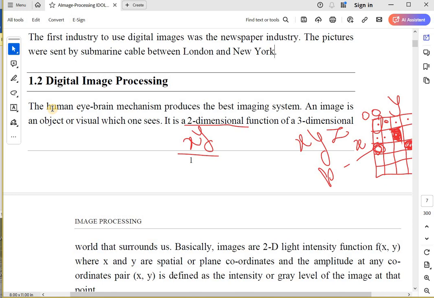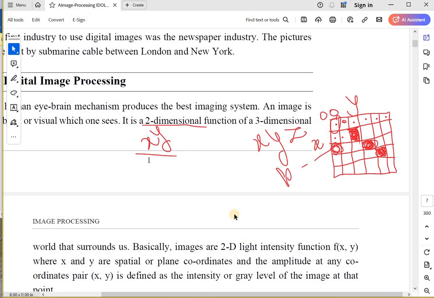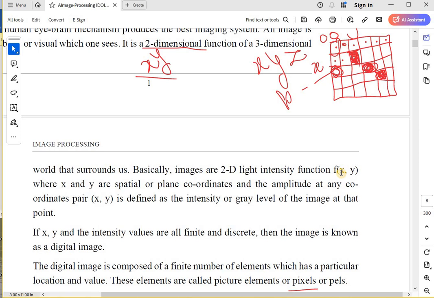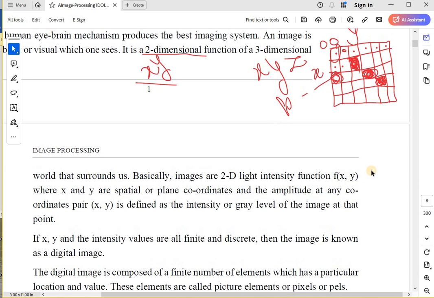Now, what do you mean by two-dimensional and three-dimensional? Two-dimensional means it is X and Y, and three-dimensional means it is X, Y and Z. So, as a third dimension, the Z component is added. Now, whenever we talk of an image as a two-dimensional function, we say that the intensity function for a 2D image is f of x comma y. Now, what is this x comma y?